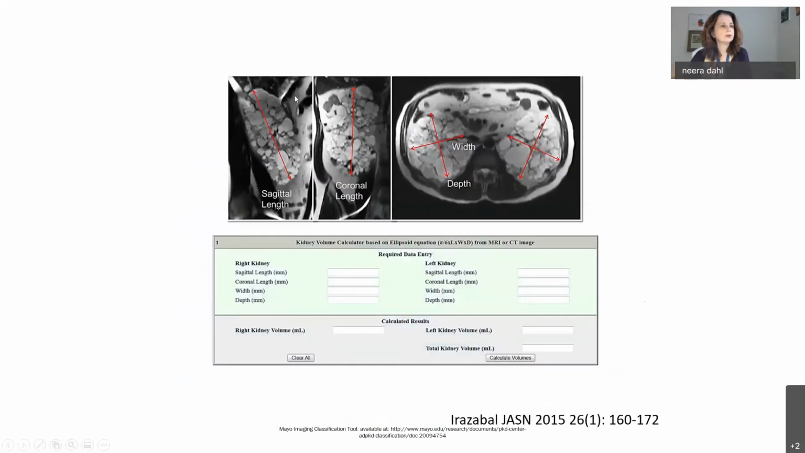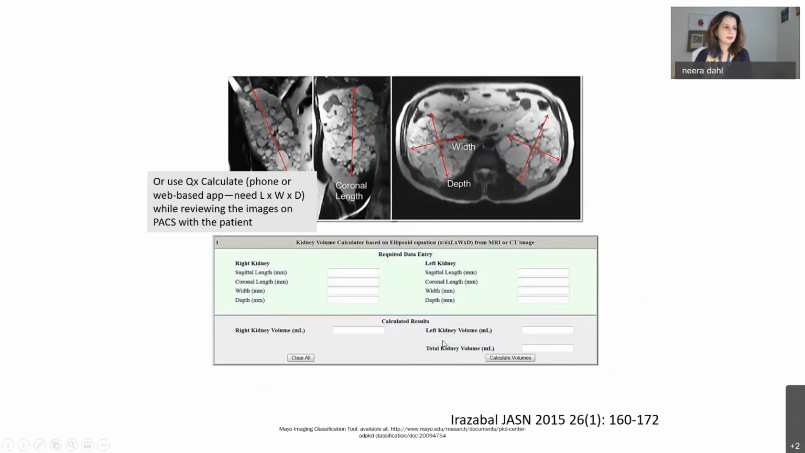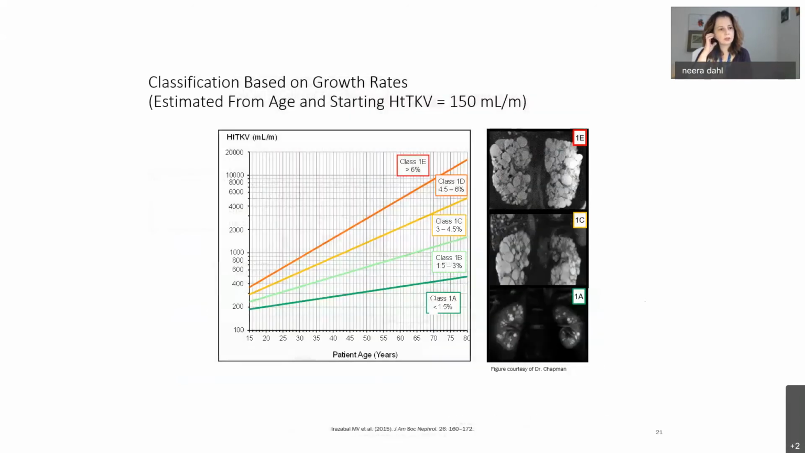So this is what it looks like. These are the various measurements that are required. So a width, depth, and the coronal length and sagittal length. And these then get put in. And sometimes when I'm in clinic, I just have a little app on my phone that I can use to do the same type of calculation. And what it gives you is this. So it gives you an imaging classification.